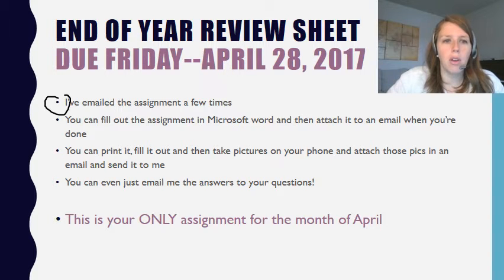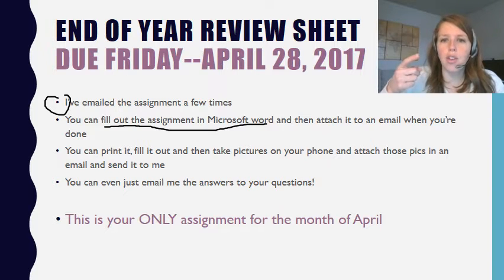I've emailed you the assignment a few times, so you can find it in your email. There are a few options for turning it in. You can fill out the assignment in Microsoft Word and then attach it to an email and send it to me when you're done. You can also print it. If you like actually filling it out and writing it in, then you can take pictures on a phone or a camera and attach those pictures to an email and send it to me.